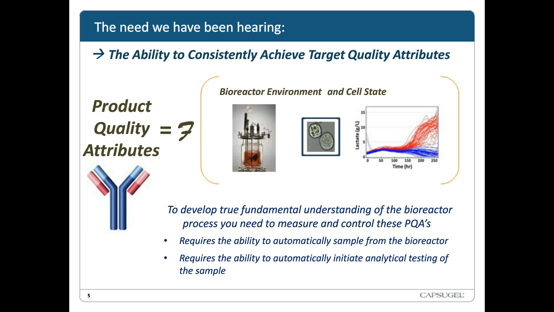So understanding both the bioreactor environment and the cell state is very important to understanding your product quality attributes. To develop true fundamental understanding of the bioreactor process, you need to measure and control these PQAs. And even though there are online sources now, you still need to be able to automatically collect samples from the bioreactor, and you need to be able to automatically analyze those samples.